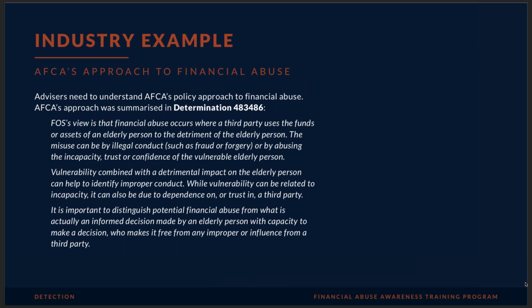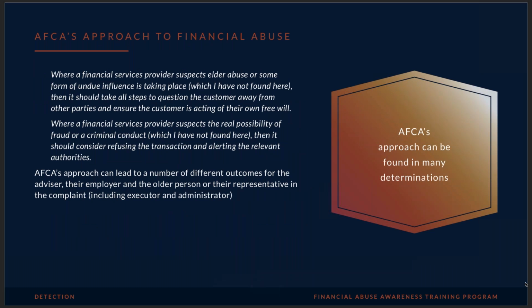AFCA's approach to financial abuse is set out in Determination 483486. You should read that determination. It talks about how the assets of an older person can be used to their detriment, and vulnerability combined with a detrimental impact can help to identify improper conduct. It's important to distinguish potential financial abuse from an actually informed decision.